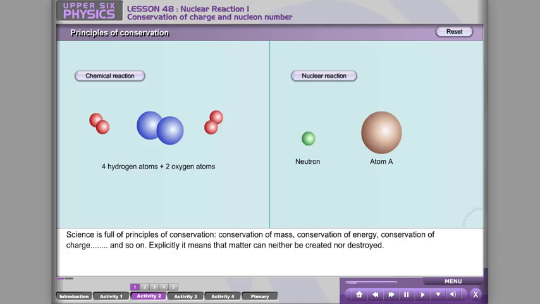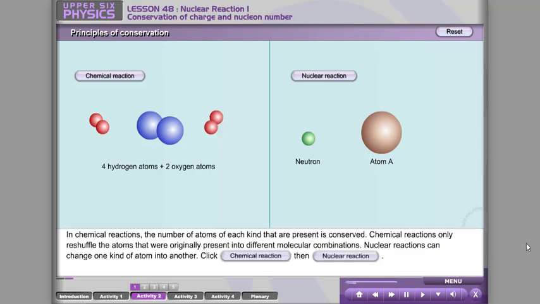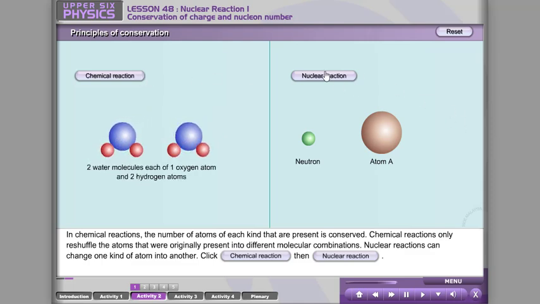Science is full of principles of conservation of mass, conservation of energy, conservation of charge, and so on. Explicitly, it means that matter can neither be created nor destroyed. In chemical reactions, the number of atoms of each kind that are present is conserved. Chemical reactions only reshuffle the atoms that were originally present into different molecular combinations. Nuclear reactions can change one kind of atom into another. Click the chemical reaction button, then the nuclear reaction button.